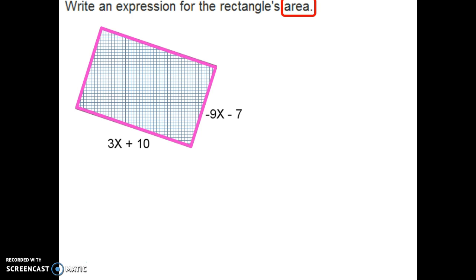And we find that area, as you should remember, by taking the area is equal to the length of the rectangle times the width of the rectangle. So here we can substitute in our values for length and width, and they are expressions in this particular case. So we will have the area is equal to 3x plus 10 times negative 9x minus 7.